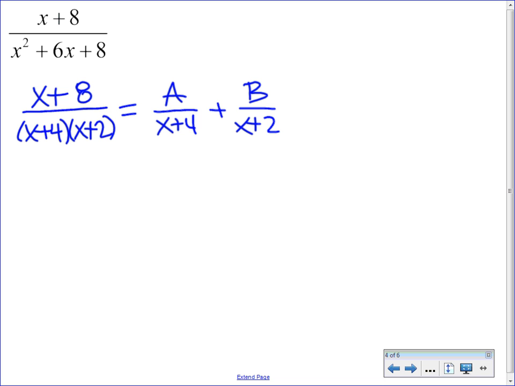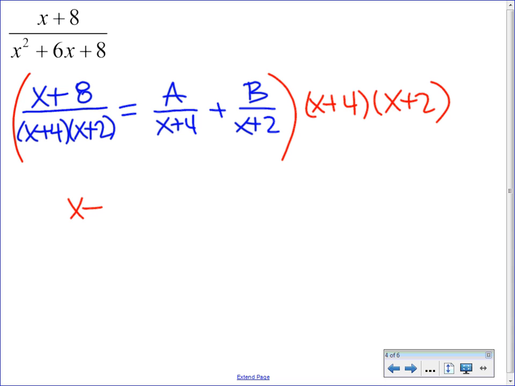All right? And we are going to multiply by the LCD. And so what are we left with on the left? A will be multiplied to x plus 2, because the x plus 4s will cancel. And then B times x plus 4 because the x plus 2s cancel.